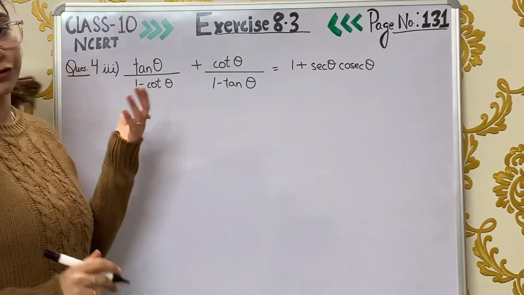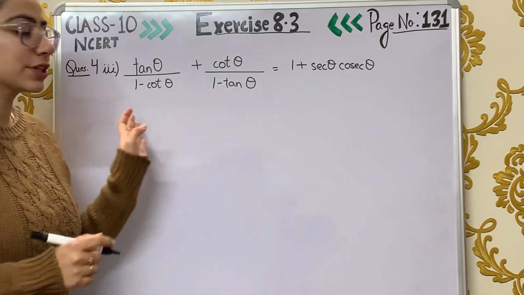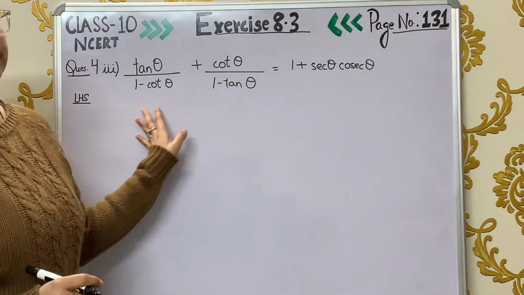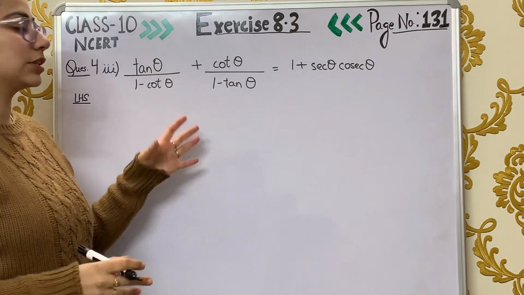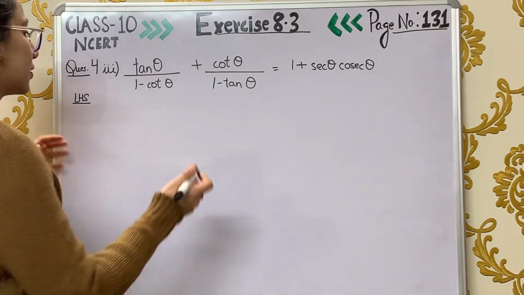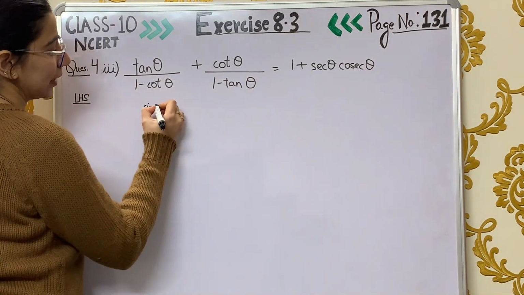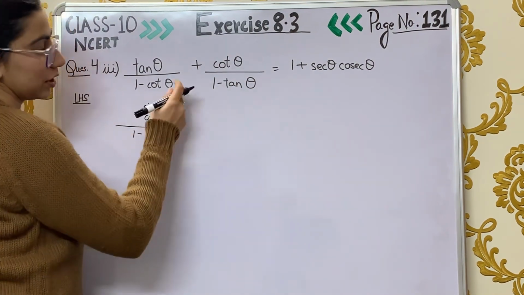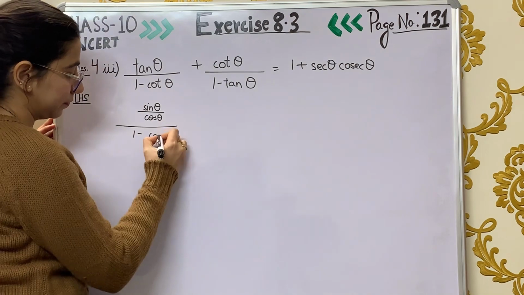Move on to third part of question 4. Let's take the left hand side first. Let's convert the left hand side into sin and cos theta terms to make it simpler for us. So we can write tan theta as sin theta by cos theta, 1 minus cot theta, which is cos theta by sin theta.